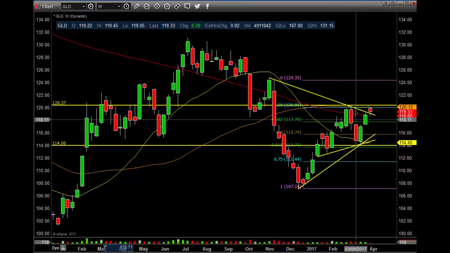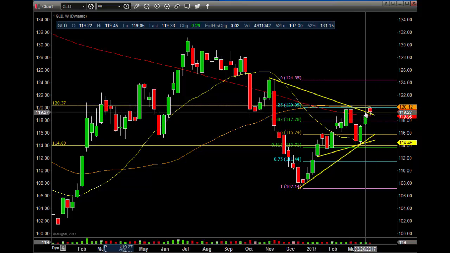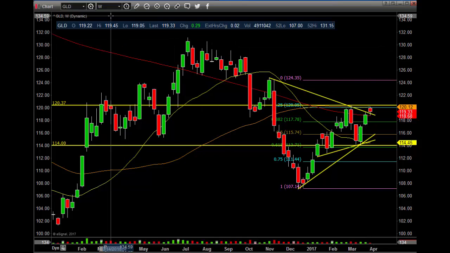But let's keep an eye on this, back in the double top, big resistance. Let's wait for the pattern to see if this thing could possibly go up or down.